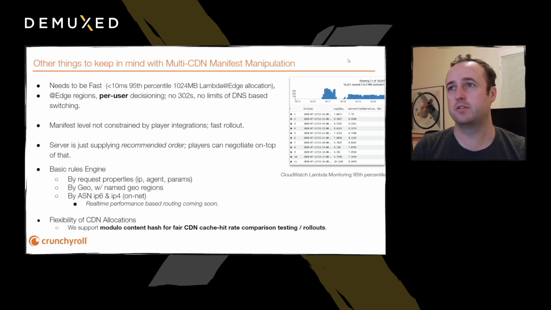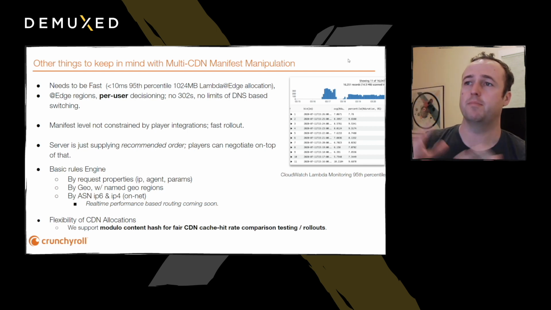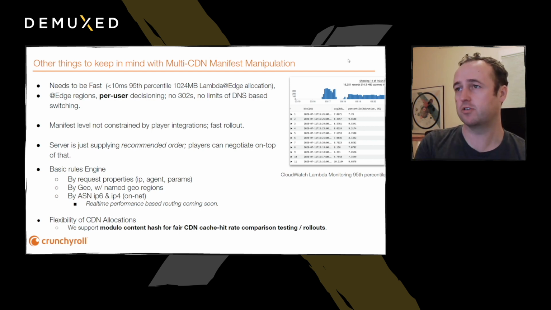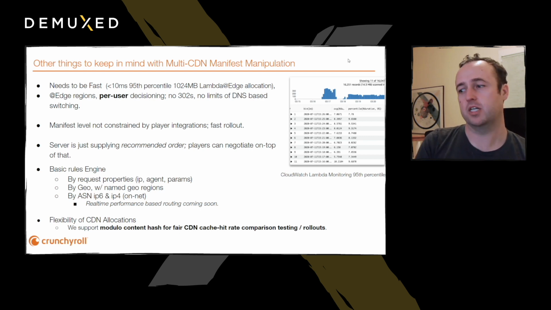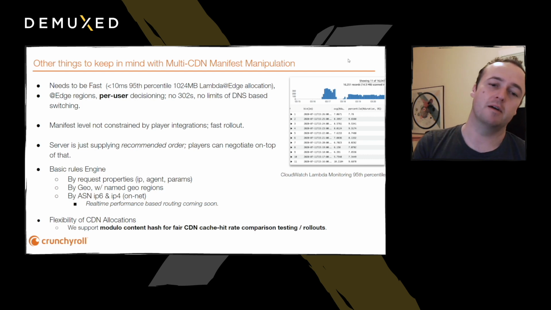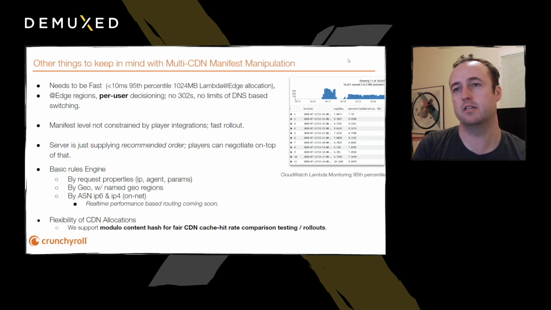Some other things to keep in mind with multi-CDN manifest manipulation: we wanted it to be very quick. The edge region decisioning, so there was no phoning home in order to construct the ordered list of CDNs. The manifest level is not constrained by player integrations, as we mentioned. That was a good first project for this Lambda effort, so we could roll it out pretty aggressively across the entirety of our service. What's important here, the server is just supplying the recommended order. Players can negotiate on top of it, and we are starting projects to explore getting the player involved in making congestion failovers so that the ABR algorithms can be extended to support even better delivery relative to the CDN list that is provided.